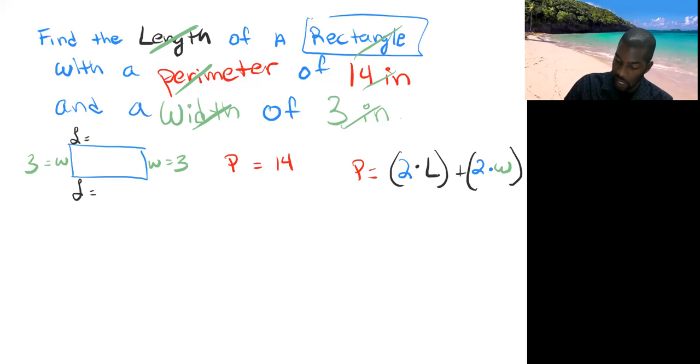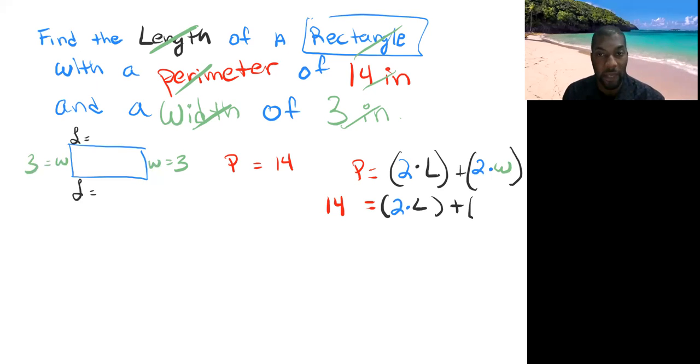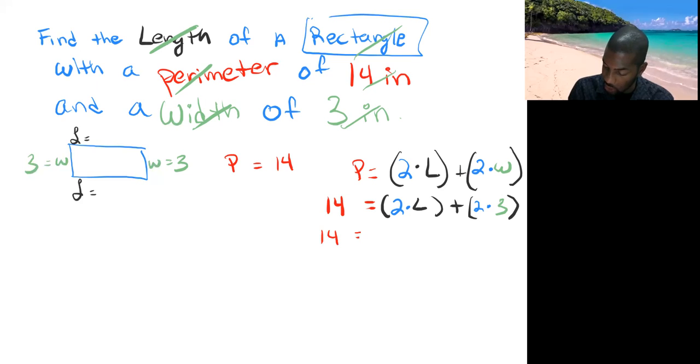We know perimeter is 14, so we can plug that in. We don't know what the length is, so we can't do much with that. All we know is that's 2 times L. Do we know what the width is? Yes, it's 3, because they told it to us and it's on the diagram. So it's 2 times 3. All right, now all we have to do is start seeing what we can solve. All right, 14 stays 14. 2 times L stays 2L, because we can't do anything with that yet. Plus 2 times 3, 2 times 3 is 6.